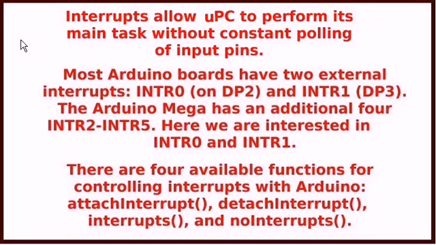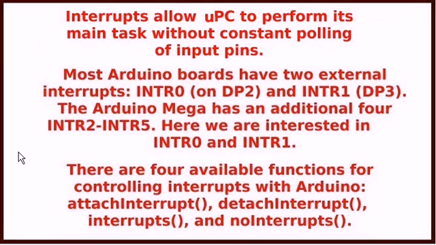What does an interrupt do? Interrupts allow a microcontroller to perform its main task without constantly polling the input pins. That is, it doesn't sit here constantly checking the electrical status of an input pin. Most Arduino boards have two external interrupts, interrupt 0 on digital pin 2 and interrupt 1 on digital pin 3. The Arduino Mega has an additional 4 interrupts labeled 2 through 5. Here we're interested only in interrupt 0 and interrupt 1.